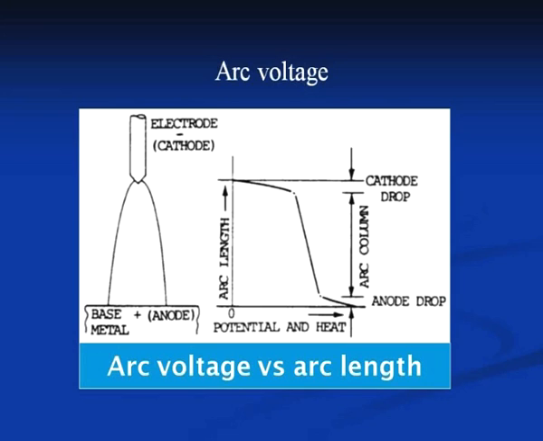So the entire gap between the electrode tip and the base metal can be divided into three zones: one is the anode drop, the second is the arc column, and the third is the cathode drop. The sharp potential drop near the cathode and near the anode is mainly attributed to the cooling effect by the electrode and the workpiece surfaces.